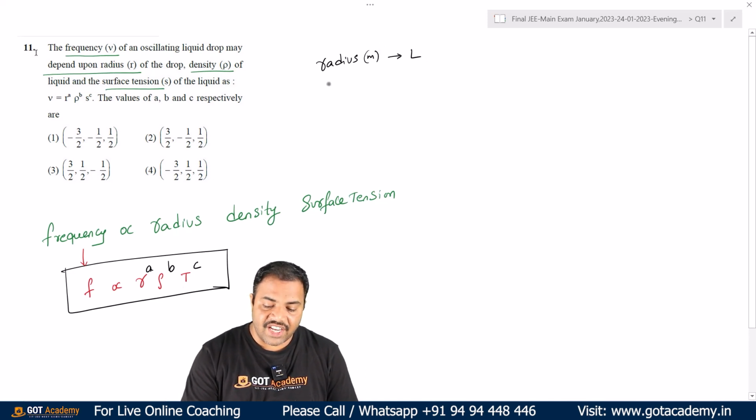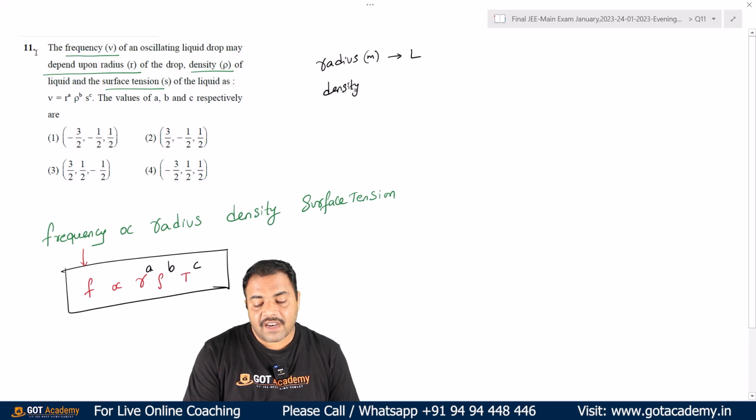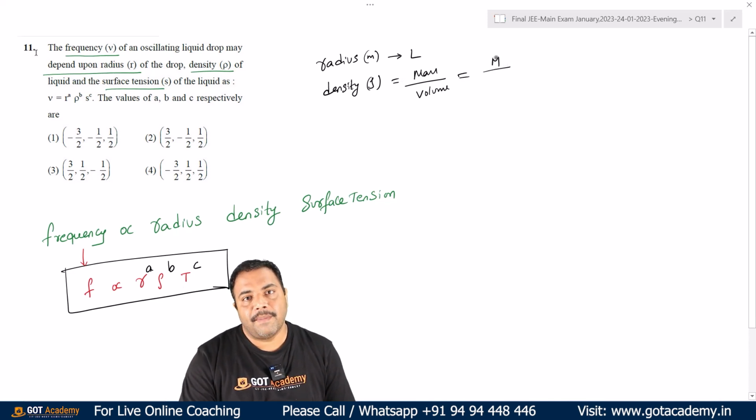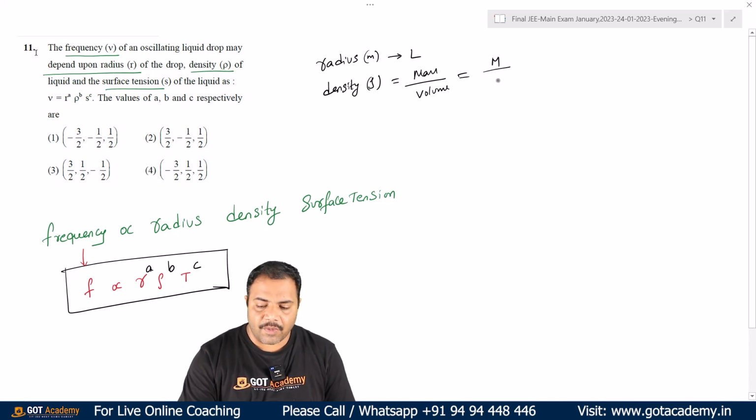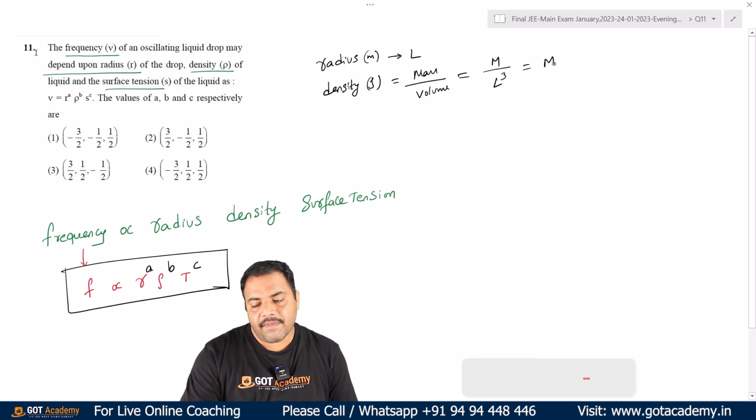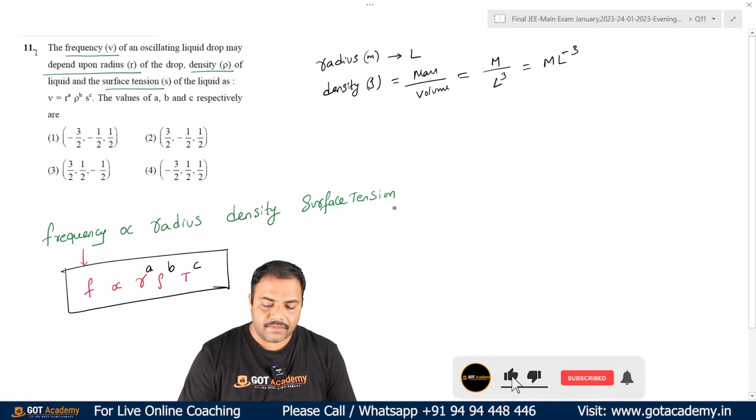Now coming to density. Let us write its formula first of all. Density is equal to mass by volume. Mass is M and volume is what? Meter cube. Meter comes for length L, so meter cube is L cube. So density is M L power minus 3.